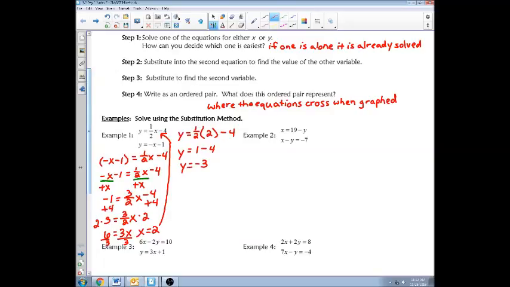Now we're not done yet. My last step is to write as an ordered pair. So I need to write it as an ordered pair. So parentheses, x always comes first, 2, and negative 3, and we are done.